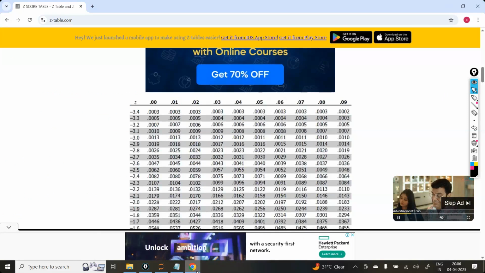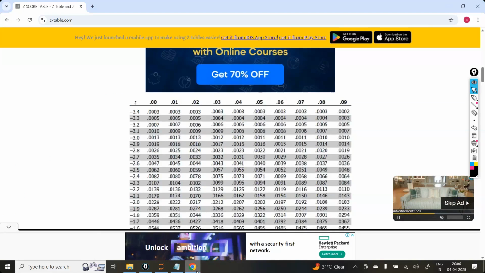The letter is F, F test. So we have the F table. For chi-square test, we have the chi-square table. So 4 tables are there basically. For every test, one table is available. Is the point clear?